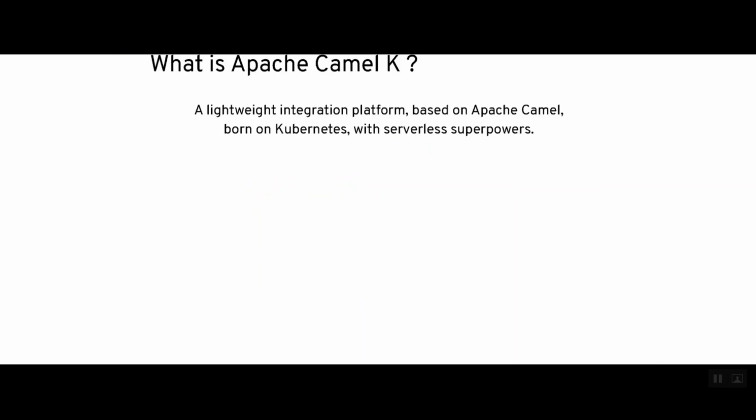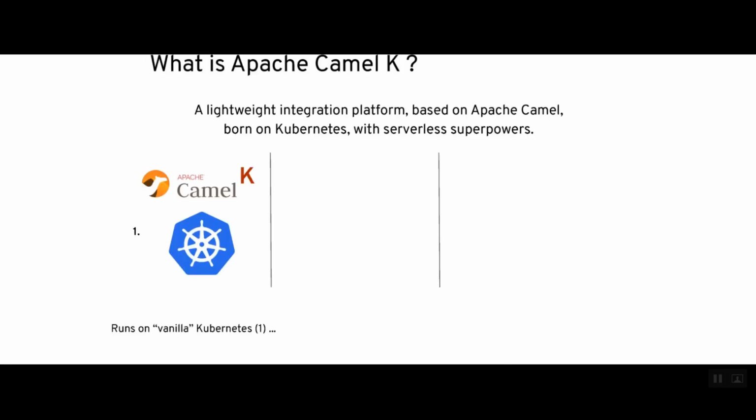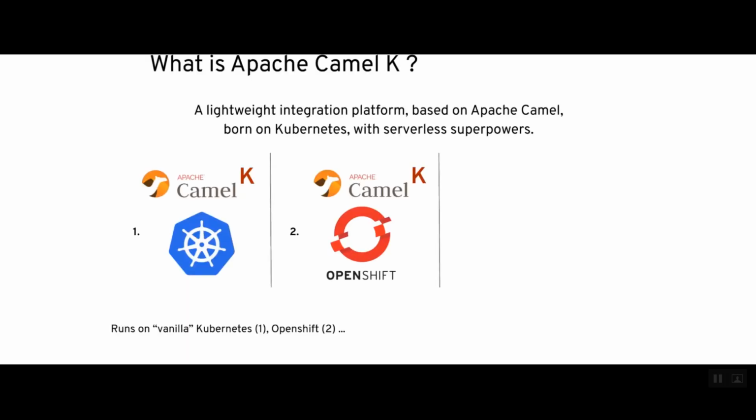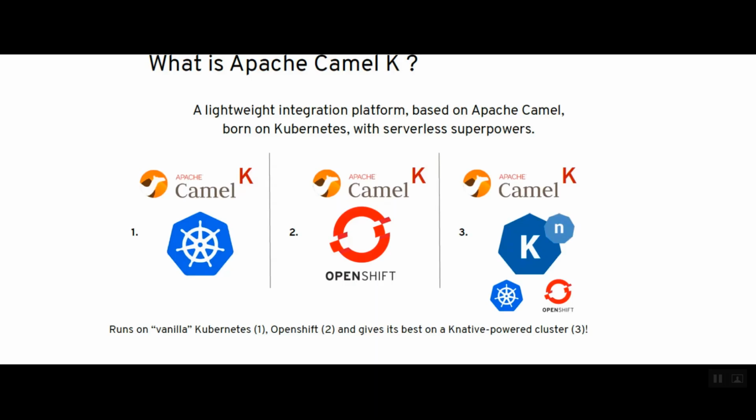So Camel K is a lightweight integration platform based on Camel, born on Kubernetes with serverless superpowers. I really like that tagline. With Camel K, you can run it on vanilla Kubernetes, but you can also run it, for example, on OpenShift. And you get the best power with Camel on a Knative powered cluster, which you can install on Kubernetes or OpenShift.